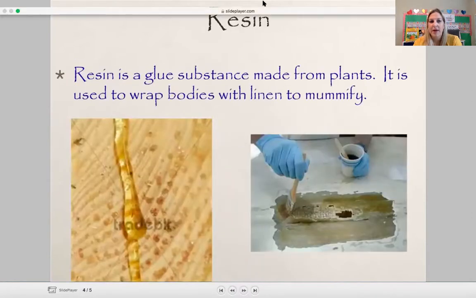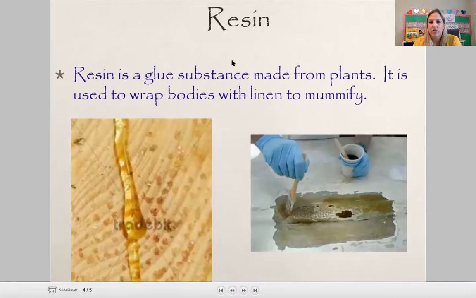The next vocabulary word is resin. Resin is like a glue. Think of a strong tape and glue. It is a sticky, gluey, tacky kind of substance made from plants. It is used to wrap the bodies with linen to mummify.